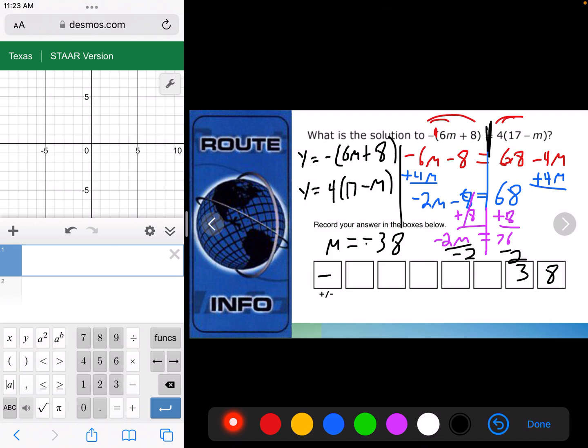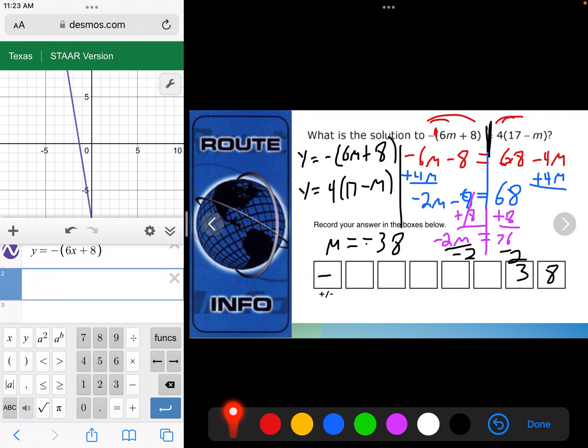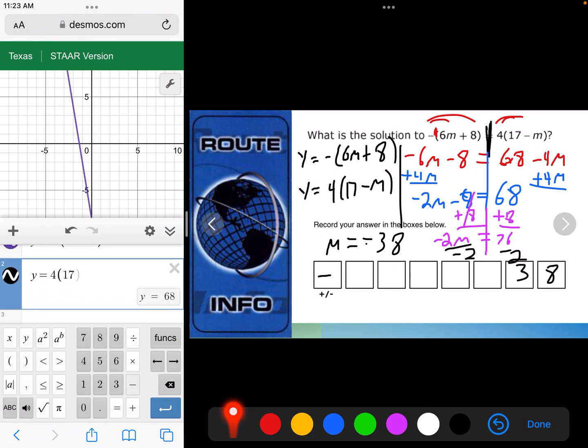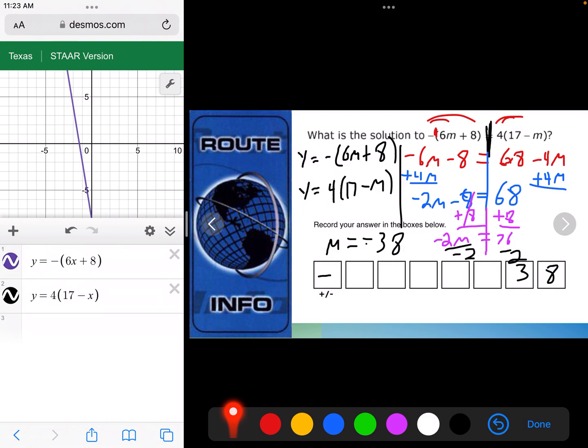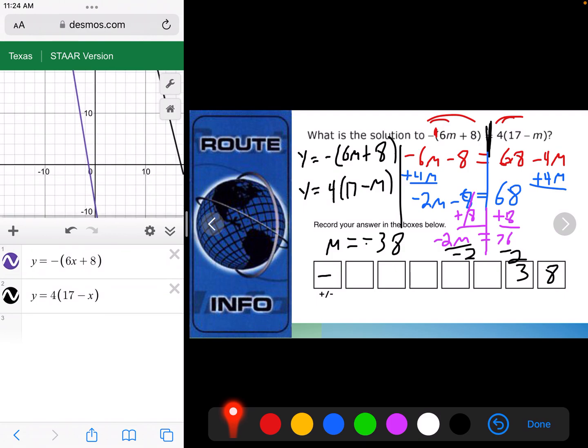All right, so we're going to go ahead and graph both of those, but when I do, I'm not going to graph m's, I'm actually going to graph x's. So y equals negative 6x plus 8, y equals 4 times 17 minus x. Now, we're not going to see our graph, but that's okay because there are no error codes right now. So I'm just going to zoom out until I find it.